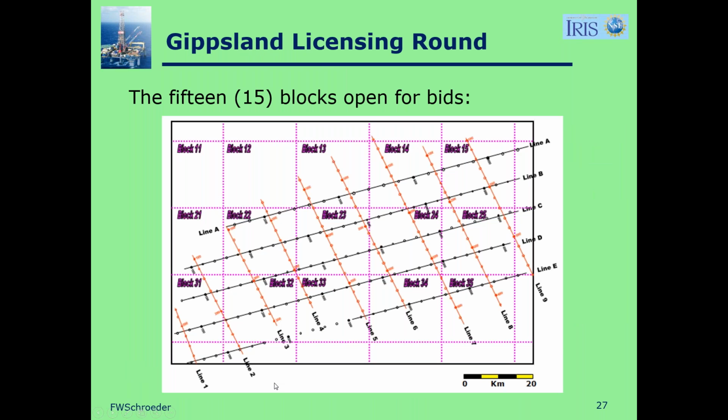So if you do exercise number 2, that's the lease sale. And so we have blocks 11 through 15, 21 through 25, 31 through 35, and you'll have the lines that are labeled line 1 to line 9 going roughly north-south, and line A down to line E going roughly east-west. And you would have an opportunity to bid on the blocks and see which team ends up with which of the blocks.